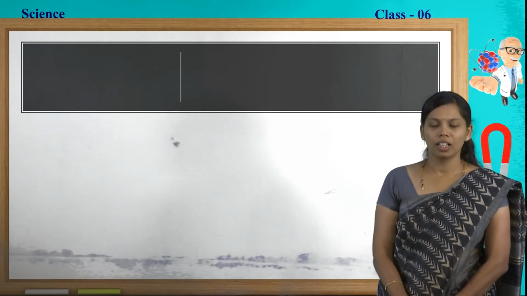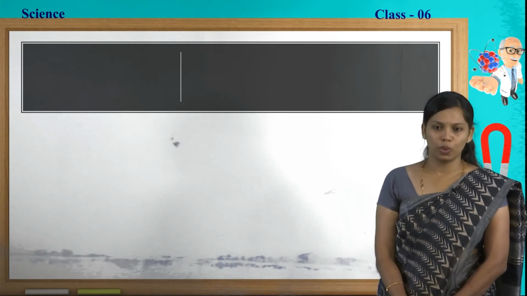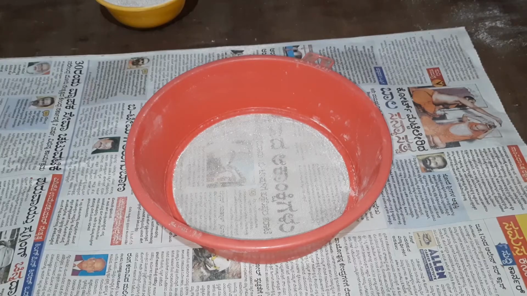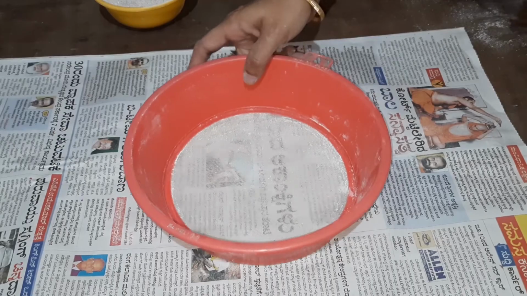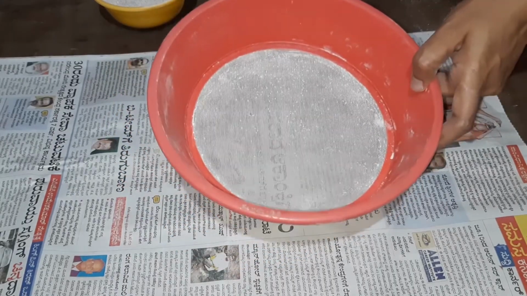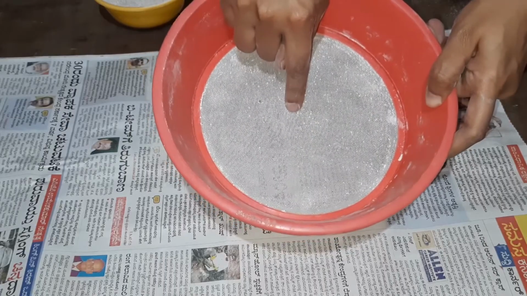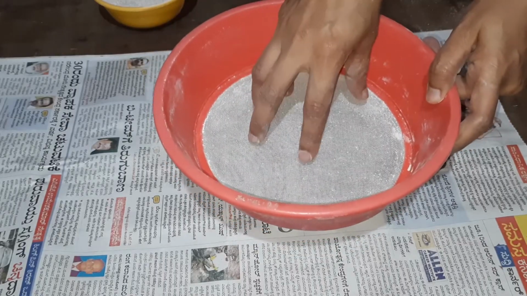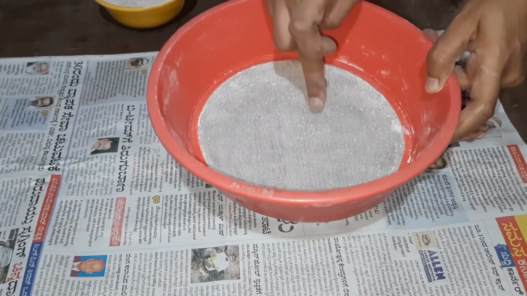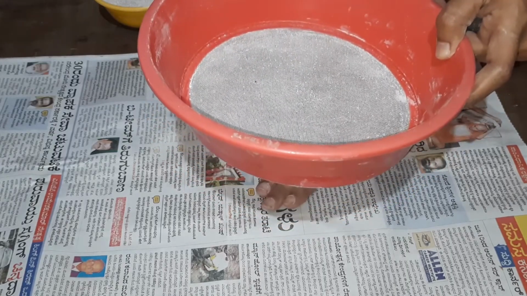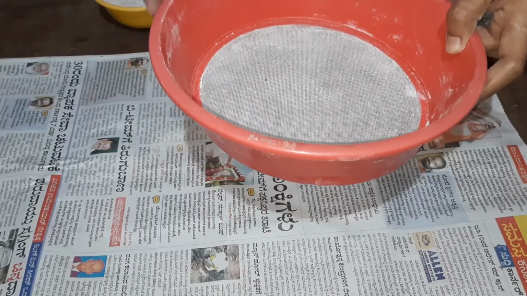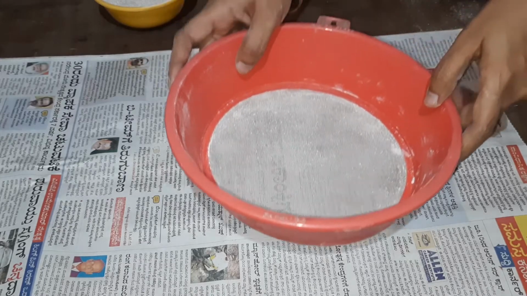For that, we shall observe one video. Watch this. For the sieving method, we use a device called a sieve. It has small holes in it, so that when we pour the flour into it, the finer particles will pass through these holes and be collected here. Now we shall see how it works.